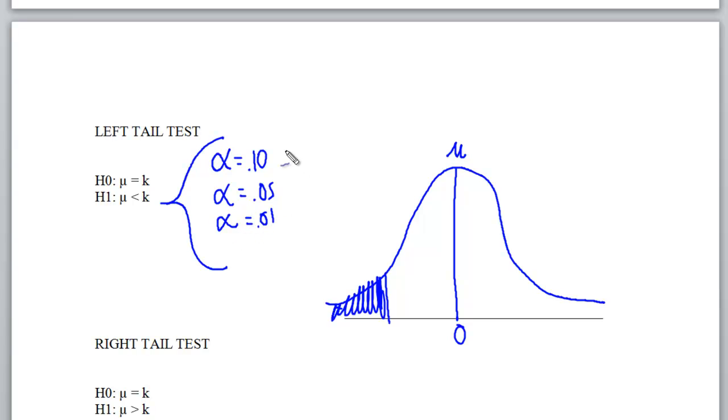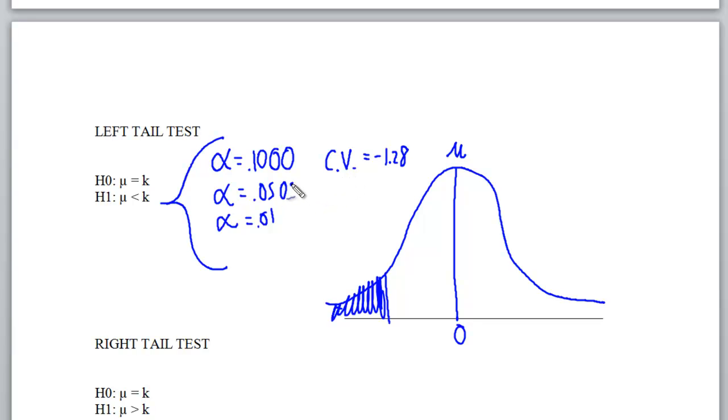Now what I'd like you to do is go to the Z table on the inside flap of your book, and look for where our 10% is. Now you'll find that your critical value there, according to your Z table, is going to be negative 1.28 standard deviations away from the norm. So if you get an average that's negative 1.28 standard deviations away from the norm, then you have your critical value, and your null hypothesis should be thrown out.